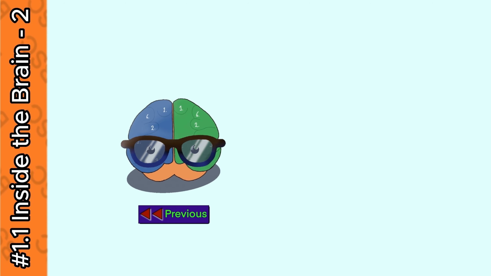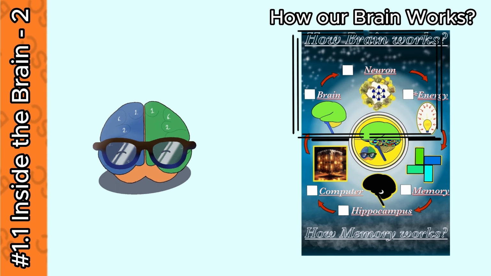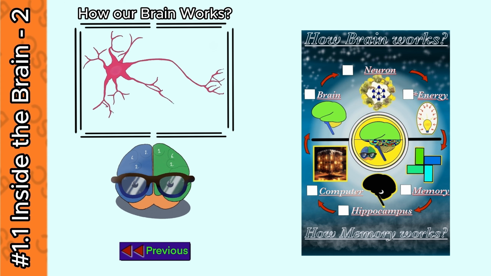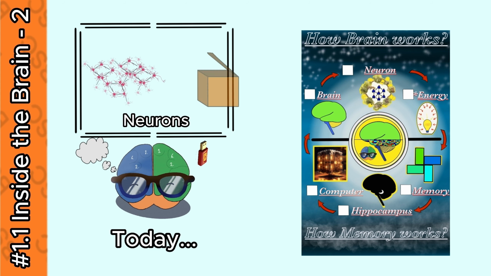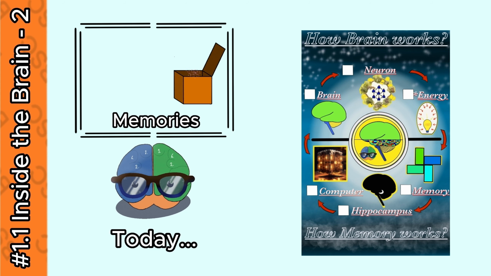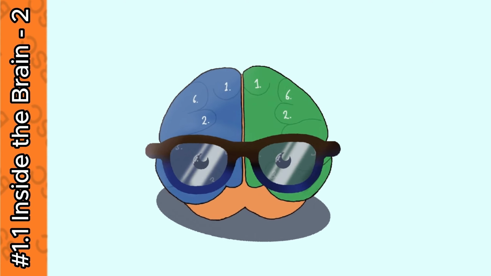In the last video, we discussed how our brain works. We have tiny special cells called neurons which are constantly firing all the time. This firing of neurons creates new thoughts and memories. Today we will explore how we store these ideas and later retrieve them as memories. So let us get started right after this short intro.